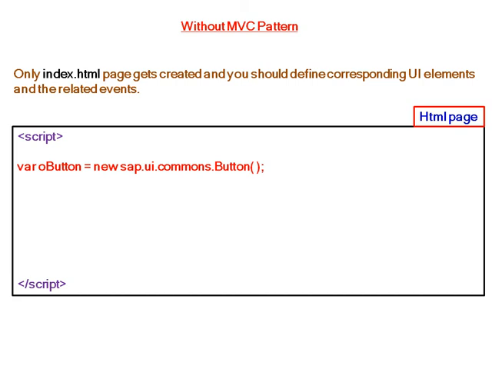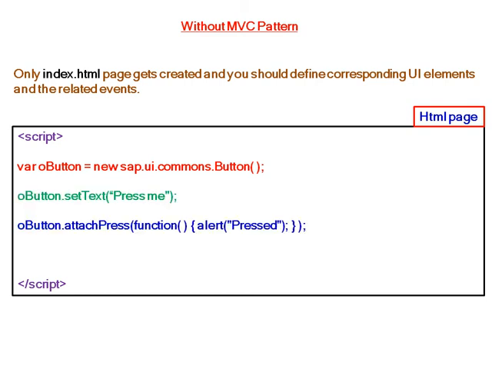So in this example, we are creating a new button with the text press me. So the new element which we are going to create has to be mentioned, and also the event, that is press, should be written in the HTML page itself.